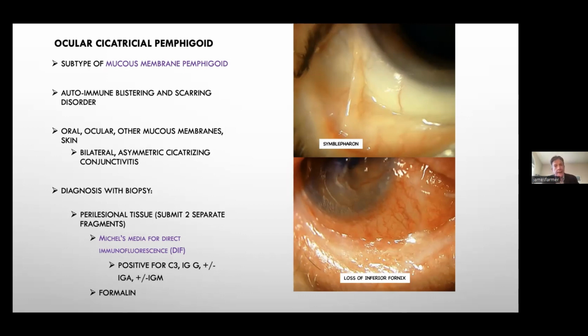because I can't make a diagnosis on formalin fixed tissue. Labs have tried, I'm not sure how many are successful in doing the fluorescence on formalin tissue. We've tried at our lab, and both in Ottawa and Kingston, and it just doesn't work. So that is ocular cicatricial pemphigoid.